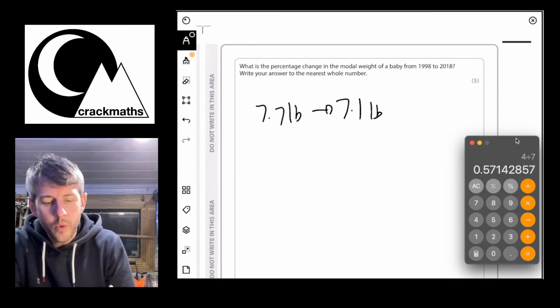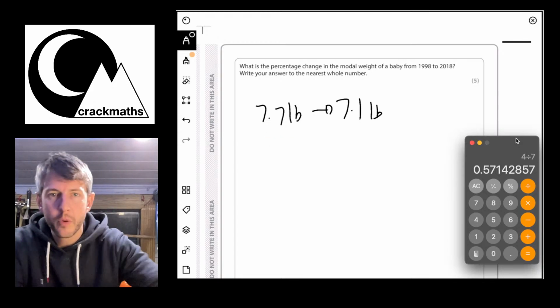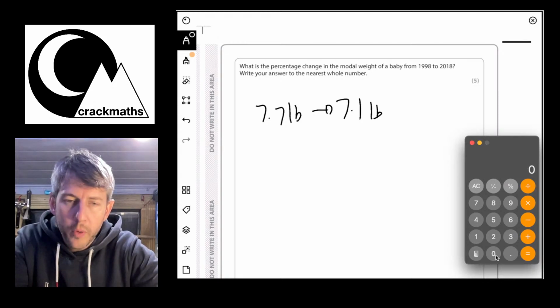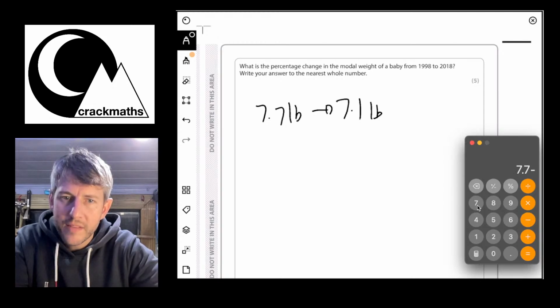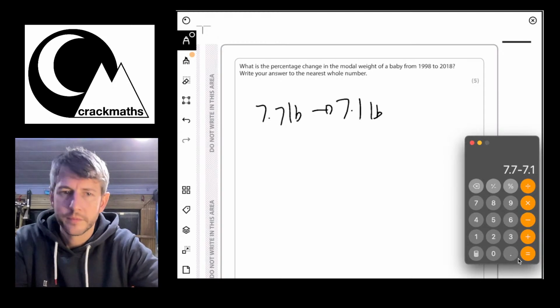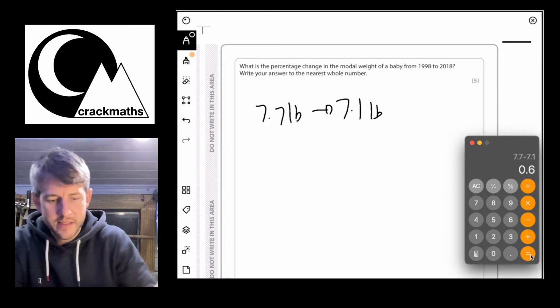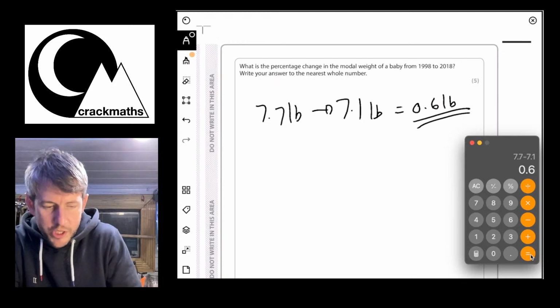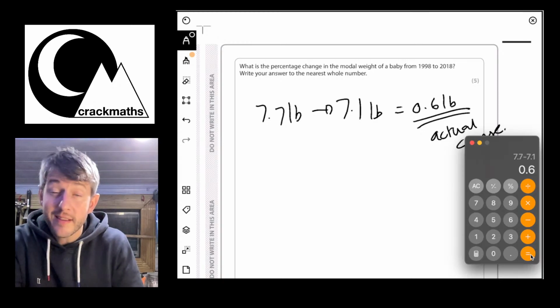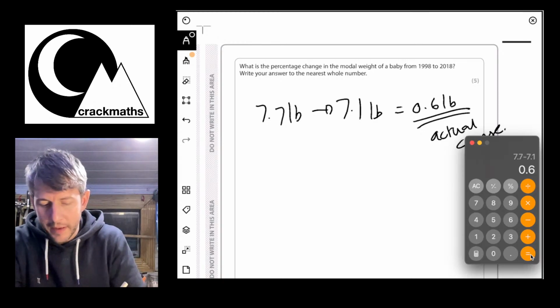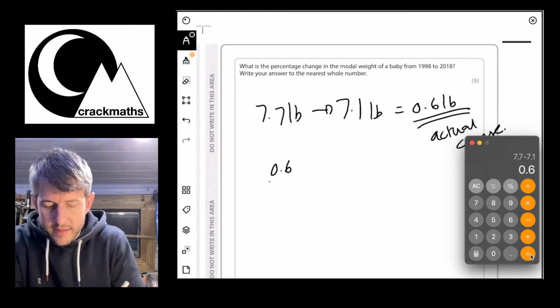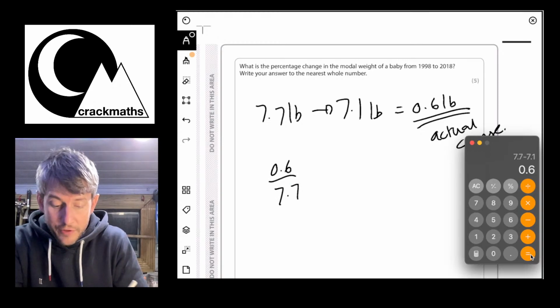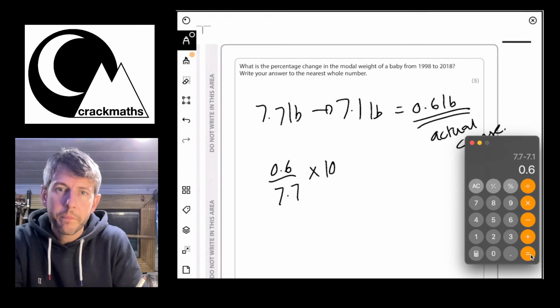Okay, so we can see here from 7.7 to 7.1, that is a change of 0.6, and we can get that on our calculator. 7.7 take away 7.1, and that's there, so that equals 0.6. So that's the actual change. And now I need this as a percentage change of the original amount. So I need to do 0.6 divided by 7.7 multiplied by 100.